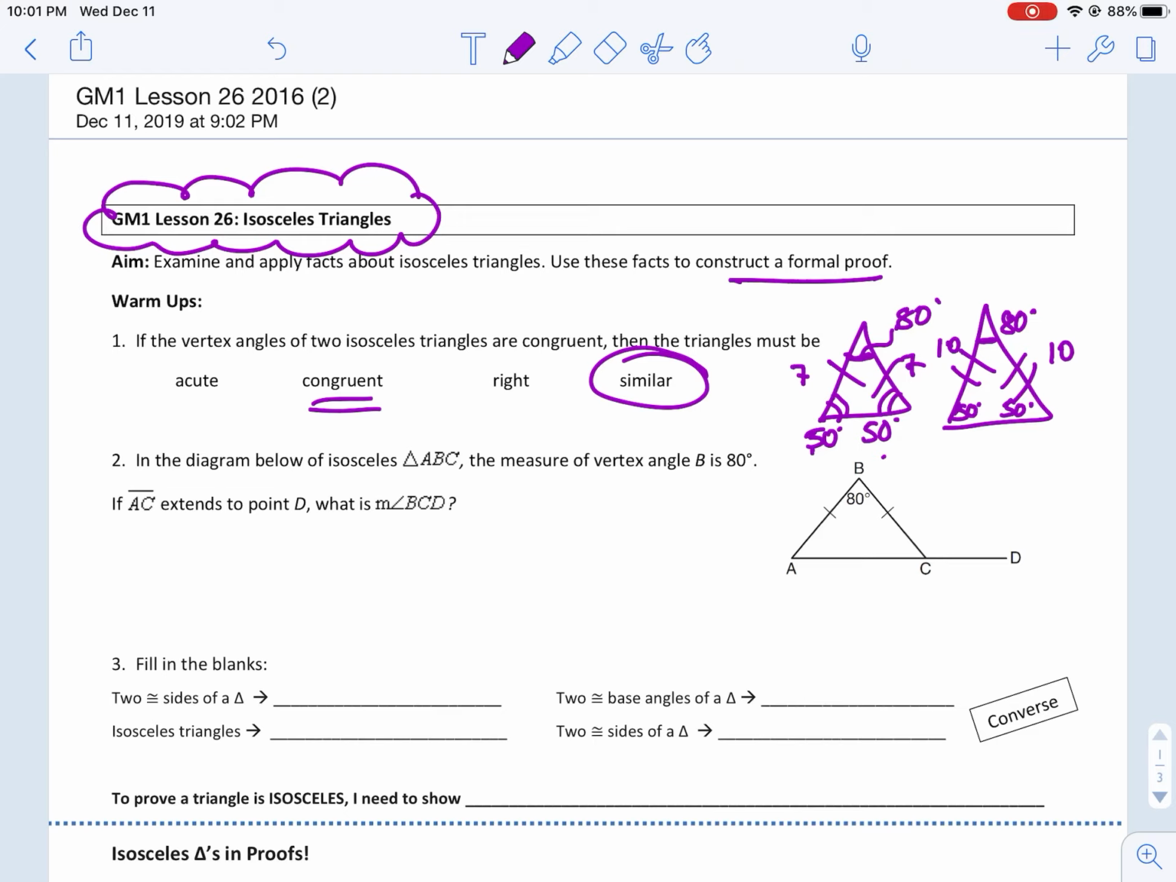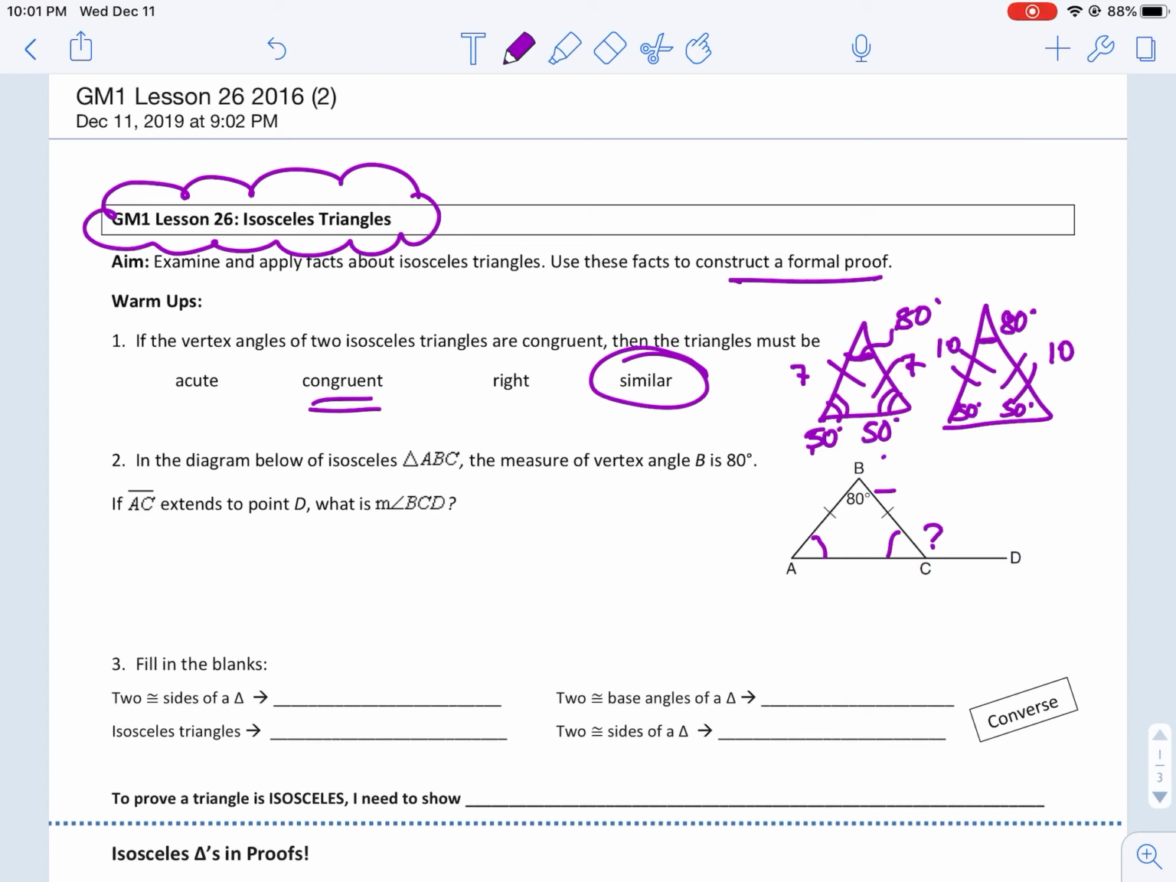All right, number 2. In the diagram below of triangle ABC, the measure of the vertex angle is 80. AC is extended out here to D. What's the measure of angle BCD? So this angle out here is what we're looking for. Right away, the key idea is that when the two sides of an isosceles triangle are congruent, then the opposite base angles are also congruent. So this guy and this guy are also congruent.